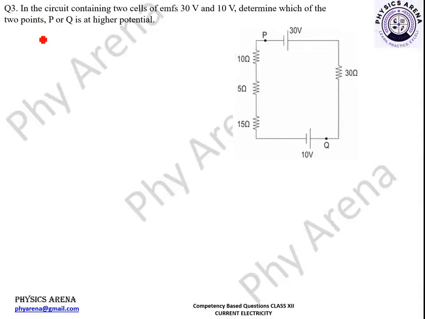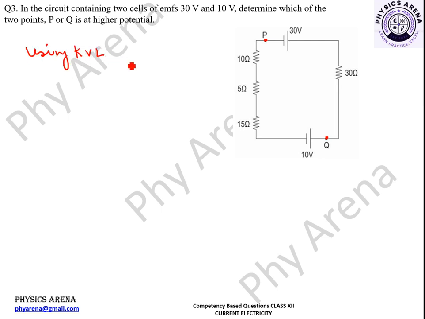Question 3. In the circuit containing two cells of EMF 30 volt and 10 volt, we have to find out of these 2 points P and Q, which one is at higher potential. So let's first find out the current flowing through the circuit using Kirchhoff's law.